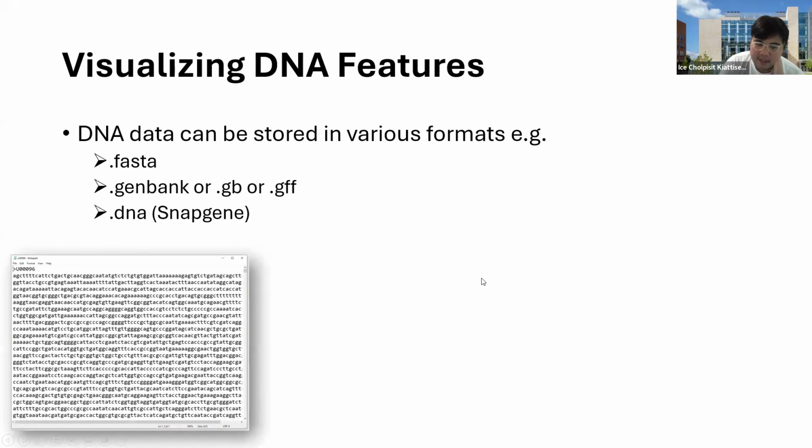So what do they usually look like? If you take the FASTA file of the E. coli genome, it will look like this in Notepad. You just see a bunch of text in ATGC information.